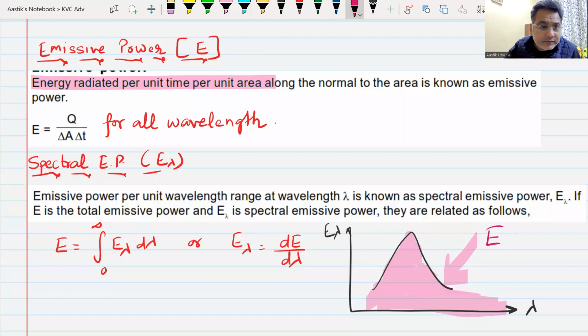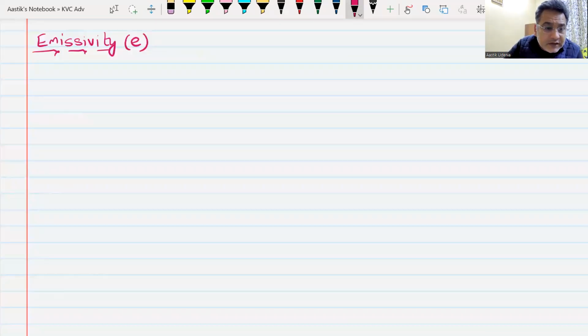Then we move on to one more term, and that term is known as emissivity. Don't get confused between these terms. There is a lot of confusion between emissive power, spectral emissive power, absorptive power, spectral absorptive power, and emissivity. Emissivity is denoted by small e, remember that. Emissive power is denoted by capital E.